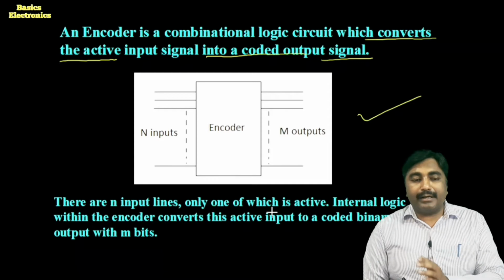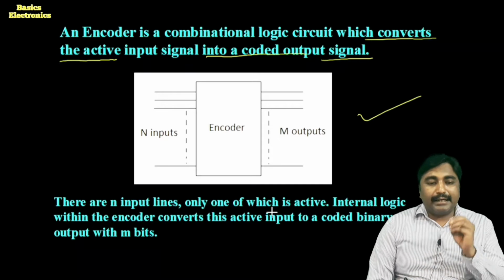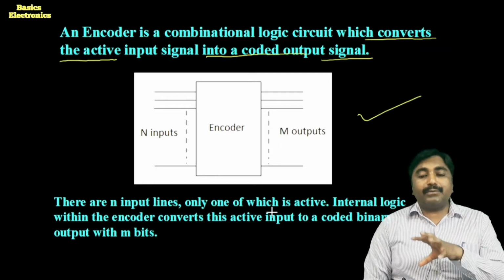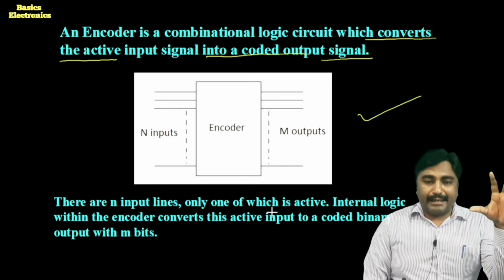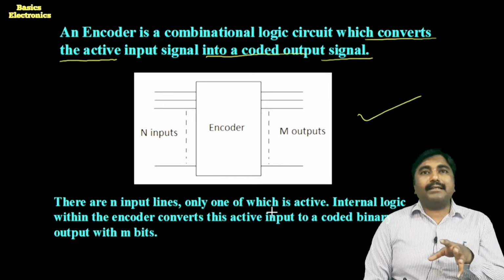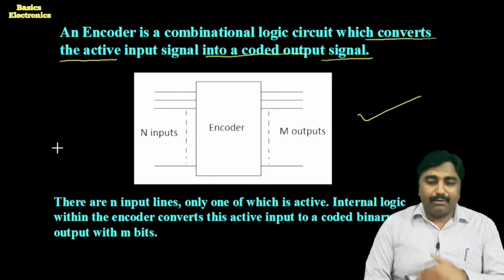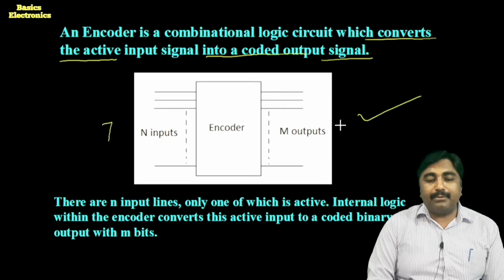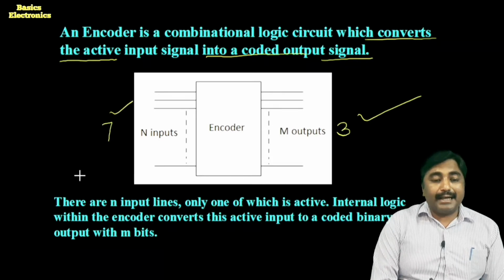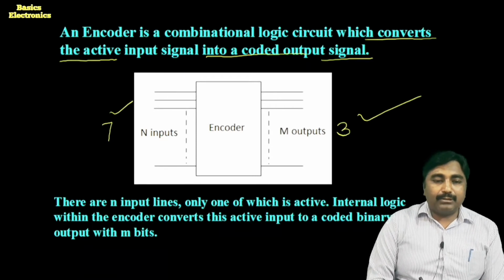The definition of an encoder: an encoder is a combinational logic circuit which converts the active input signal into a coded output signal. Active signal means there are many inputs, and from them only one is active. For example, the n inputs are shown here in a logic diagram, but we consider only 7 inputs and 3 outputs. Any one from these 7 is active, so we call it the active input. 3 outputs are there.